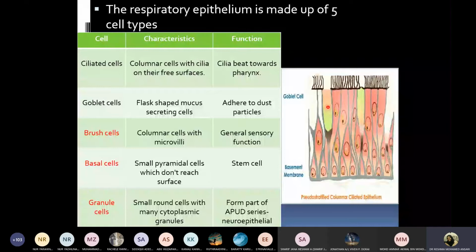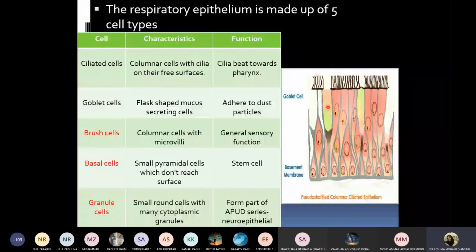Brush cells are columnar cells with microvilli, very minimal microvilli. They are general sensory function. So if you pick on your nose, if something painful happens, the sensation is carried by the brush cells. These microvilli are not absorbent, but they carry the general sensation. They are not for absorptive function, they are carrying the general sensation function.